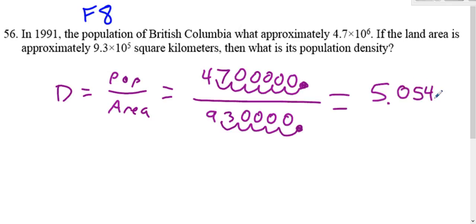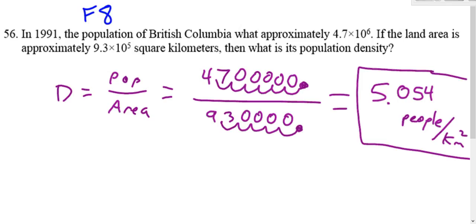You get about 5.054 people per square kilometer. So it makes sense since it's people, you can't have 0.054 people. So you just say about 5 people per square kilometer.